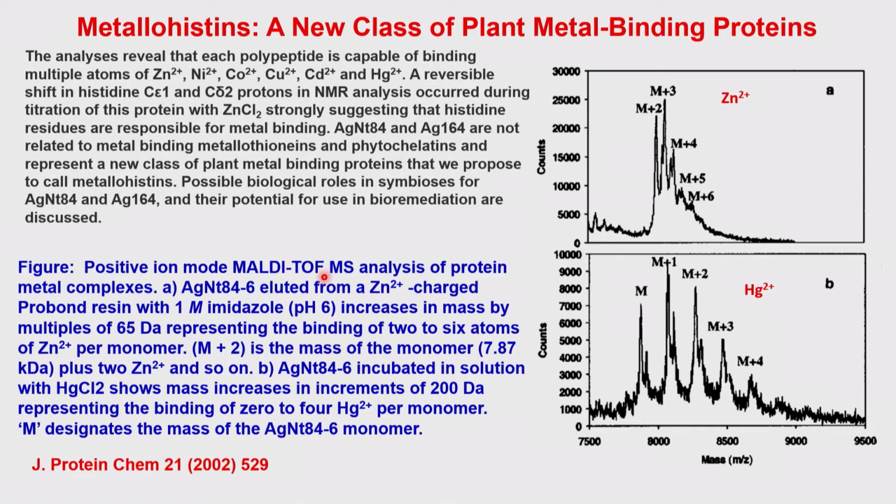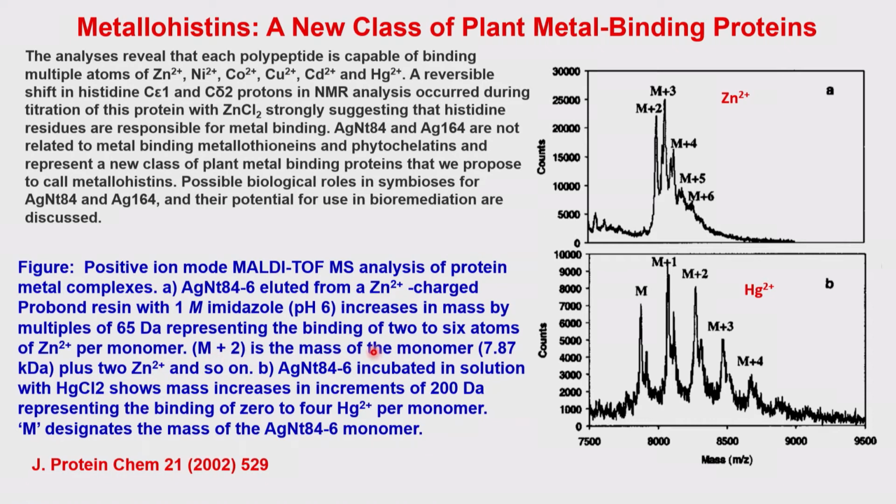Now here, an example is taken and shown for a zinc binding and a mercury binding. So this is the MALDI TOF mass spectra analysis of protein metal complexes. It is a protein, AGNT84-6, and that is one of those kinds of metallohistidines. This particular protein is treated with zinc 2 plus using the resin. This is taken through, and then at 1 millimolar of imidazole, these are separated, and then the mass spectra are checked. So there are increases in mass by multiples of 65, because each 65 adds with 1 zinc, so it's the zinc mass. So binding is from 2 to 6 atoms of zinc.